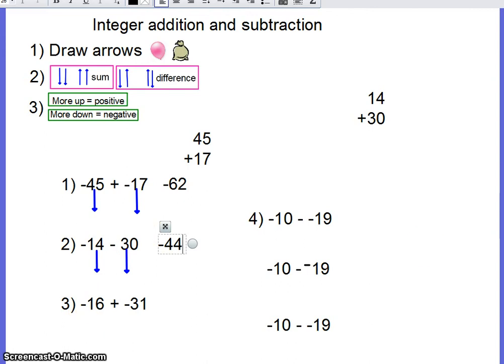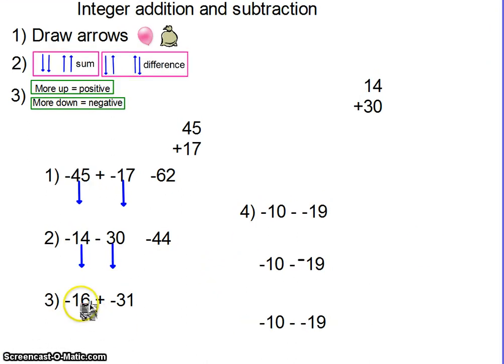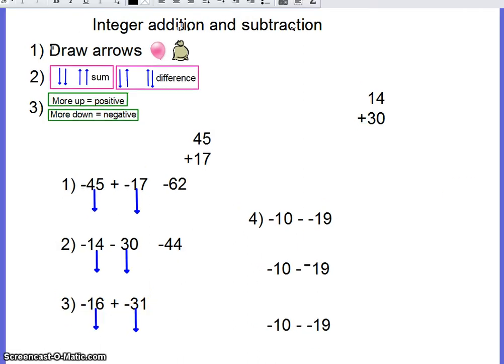let's go to question 3. -16. That's 16 bags. Now I'm adding. What am I adding? I'm adding bags, so that's also down. Okay, so it's down and down. 16 and 31. Since both are down, I gotta find the sum. Okay. That's going to be 47.